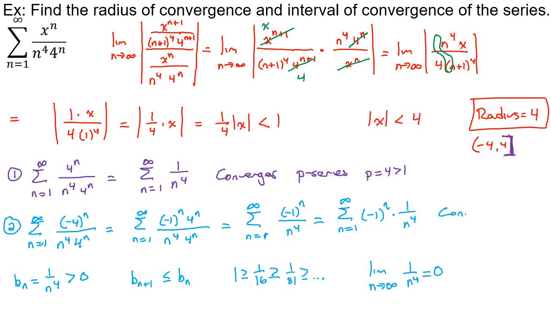This converges by the alternating series test. And so you need brackets on both sides. And so I have a radius of 4, and it converges on both endpoints, which is kind of cool.